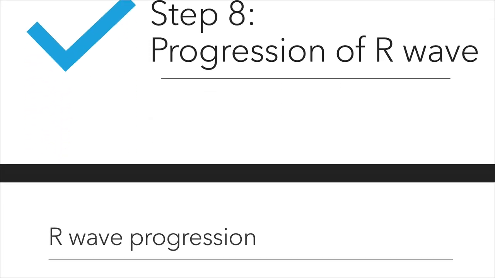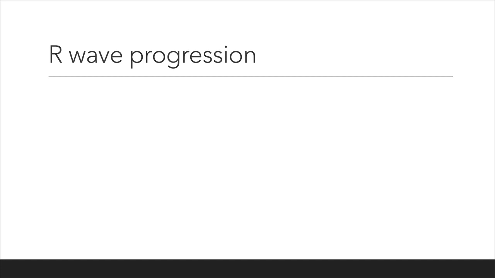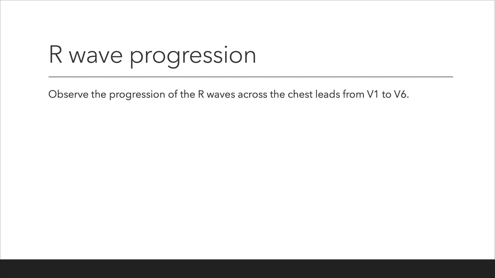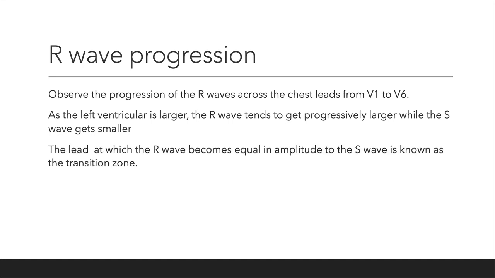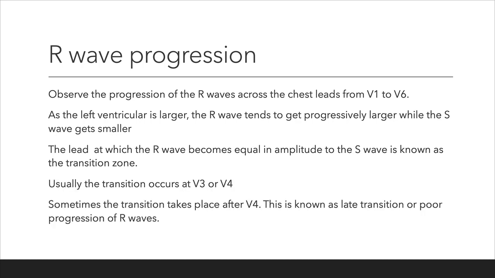Now, associated with analysis of the QRS complex, you're going to look at the R wave progression in the chest leads. So we look at them from the chest leads from V1 to V6. Now the left ventricle is larger. So as we move from V1 to V6, the R waves tend to get larger and the S waves normally tend to get smaller. And the lead at which R wave becomes equal in amplitude to the S wave is known as the transition zone. And usually this transition occurs at V3 or V4.